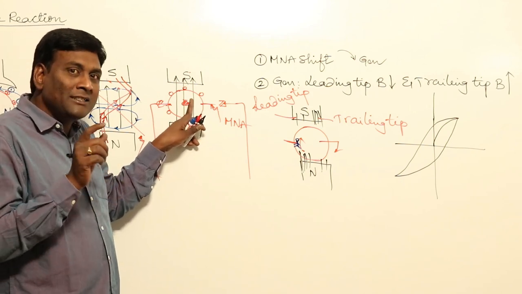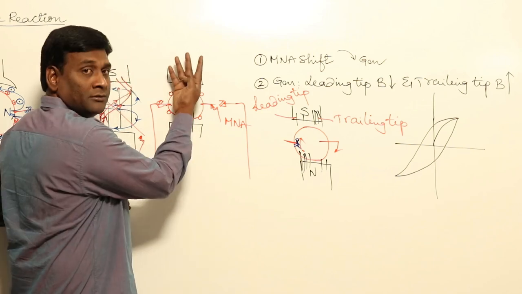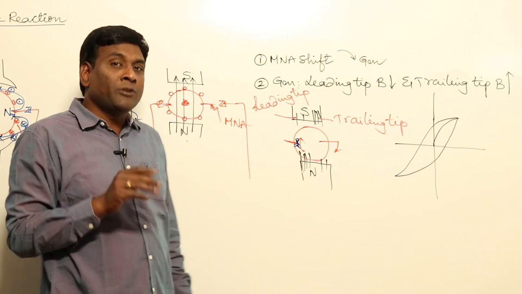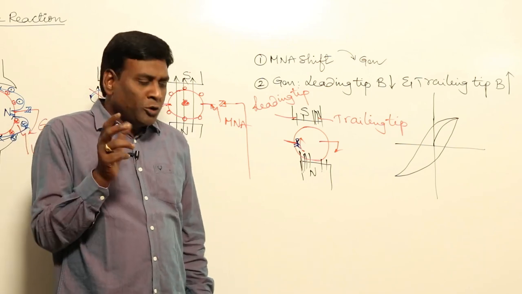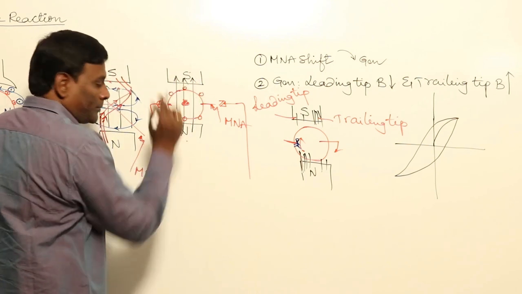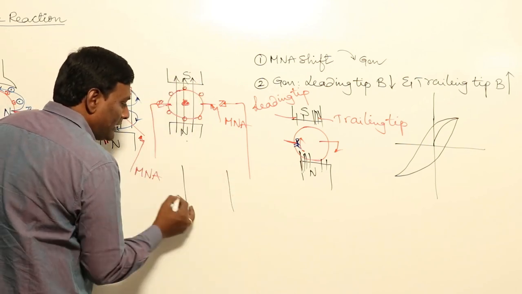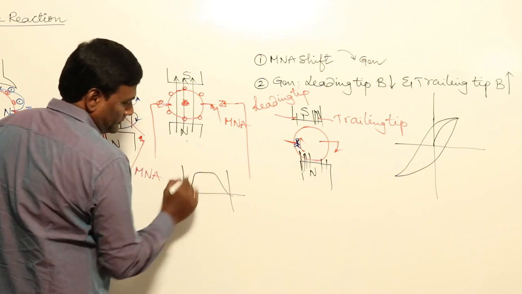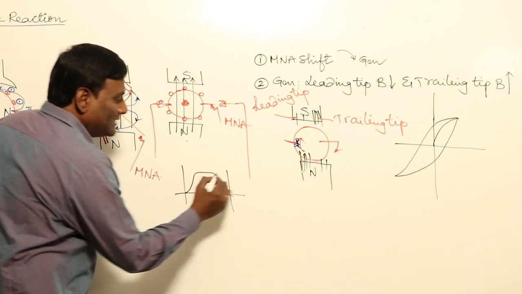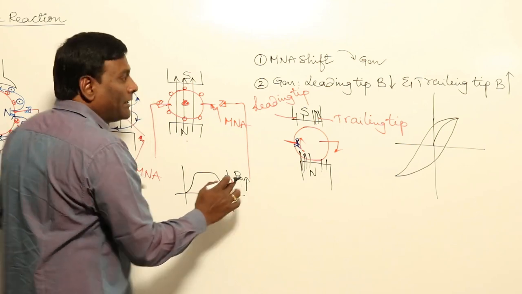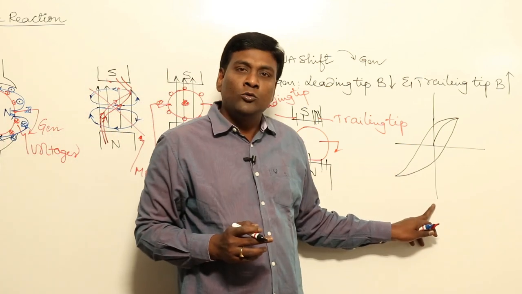once the armature is not loaded, flux will be like this. Now only field flux will be there. What is the field flux density waveform as per our previous discussion? It should be flat topped. So at no load condition, it is flat topped, like this. So what is the flux density here? B max is here. With this B max, let me draw the hysteresis loop.